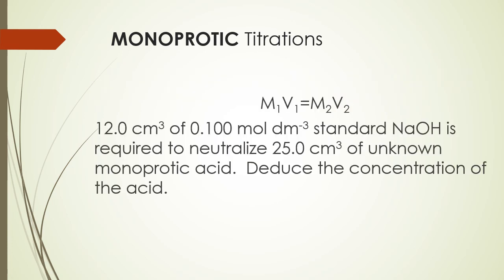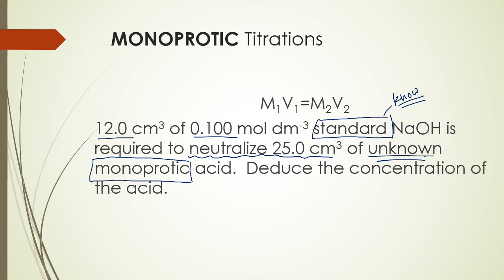This problem is a little bit more difficult because I don't just have equal numbers of moles on the page. Instead, we've got some more complex values. So we've got 12 cubic centimeters of 0.1 mole per cubic decimeter NaOH standard. Standard in titrations just means that I know its concentration. So our known solution is our standard solution. Again, we've got 12 cubic centimeters of this 0.10 mole per cubic decimeter standard sodium hydroxide, and I need that much to neutralize 25 cubic centimeters of an unknown concentration monoprotic acid.